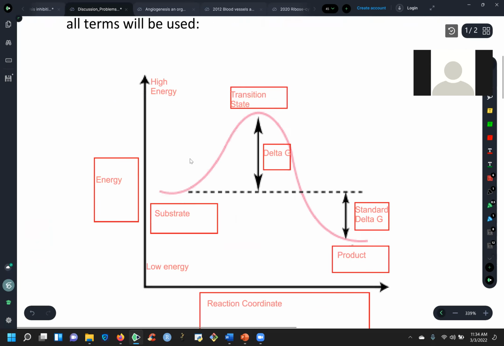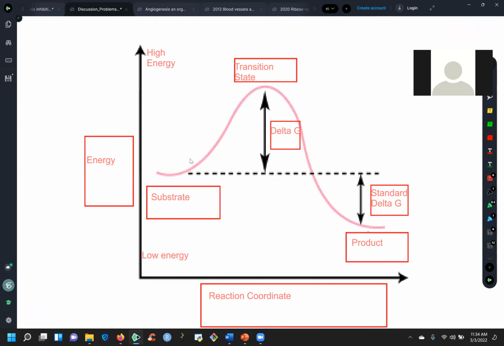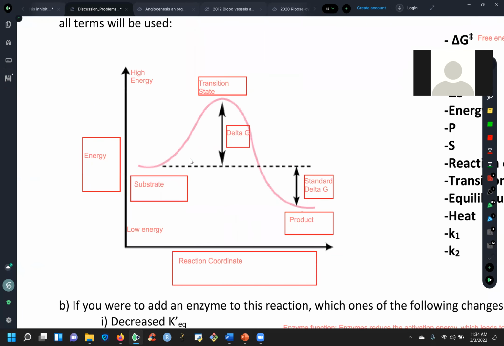The first thing we're going to start with is this energy diagram. Remember that when things have a negative delta G, the reaction will happen spontaneously. If the delta G is positive, then the reaction will not happen because you need to add energy to make it happen.